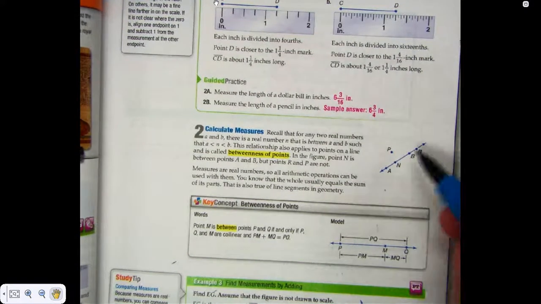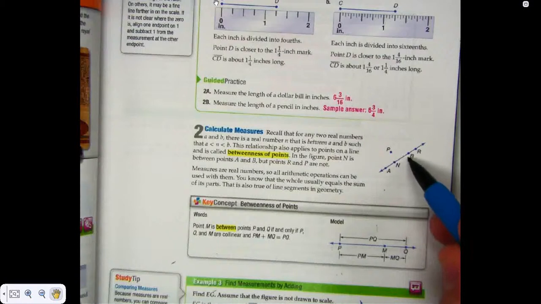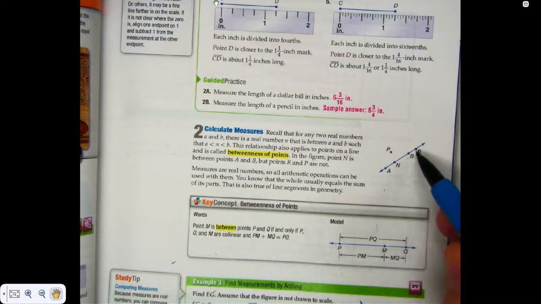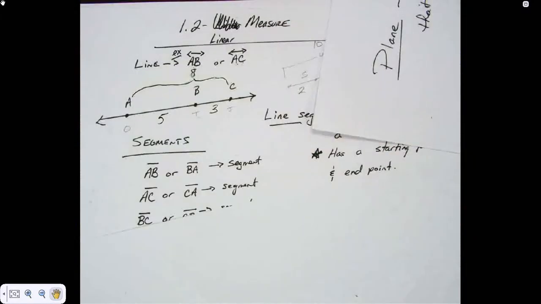All of you, if you look at this one up here, all of you will understand that AN plus NB would equal what? The whole thing, right? Does everyone agree? Now, what we've got to get into is how we can write this stuff.